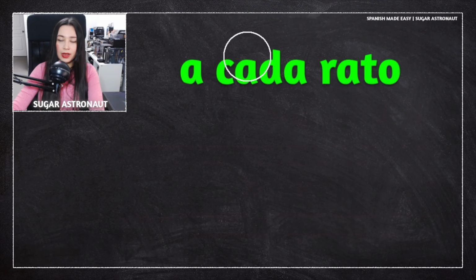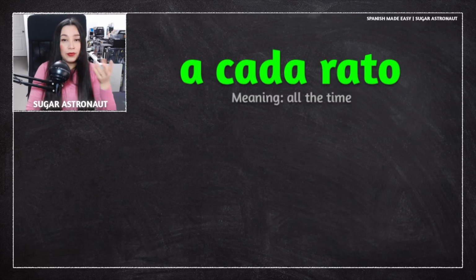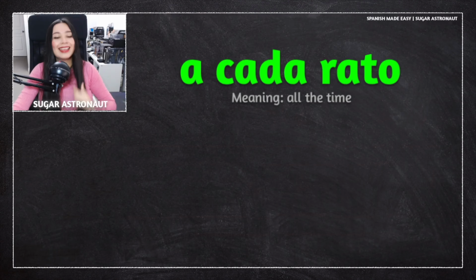A cada rato is a very common Spanish expression that means all the time. So, yes, this is something that you can say in Spanish if you want to say something similar to all the time. This is a very interesting phrase. You cannot translate it word by word because it doesn't make sense. But essentially, you're just saying all the time. A cada rato.